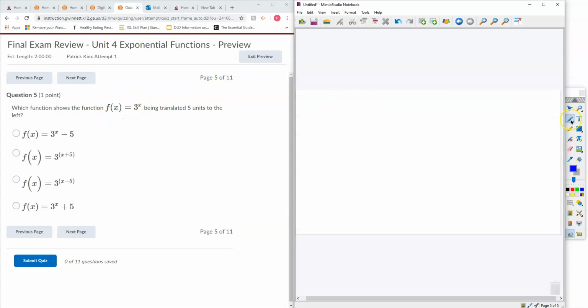Okay, number 5. Which function shows the function f of x equals 3 to the x power translated 5 units to the left? So when we did transformations, I gave you this: A times b to the x minus h power plus k. Anything in the exponent is horizontal. Okay, think h for horizontal. Everything that's big, any base letters or constants, are vertical. So that's vertical, and then the h is horizontal. I'm going to go 5 units to the left. Well, if I go left 5, that number is negative 5.